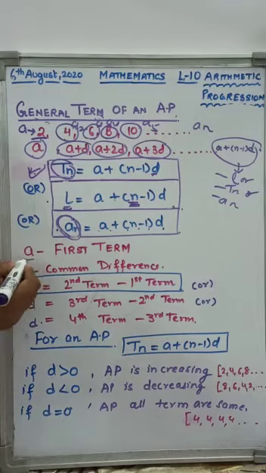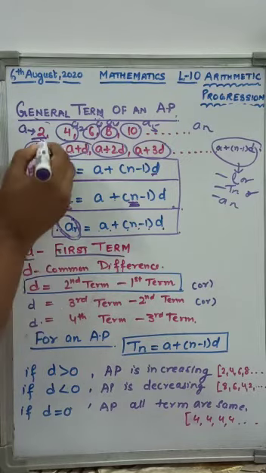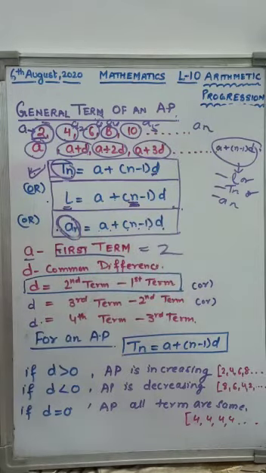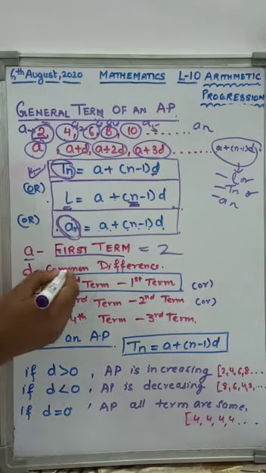Now a means first term. So what is the first term over here in the series? 2. So you will write down in the question this way. d means common difference.